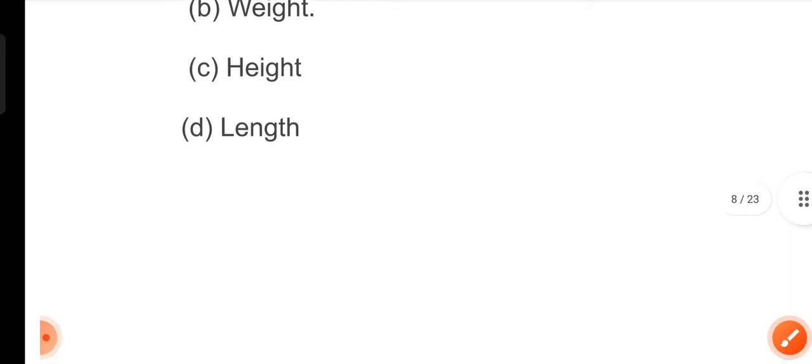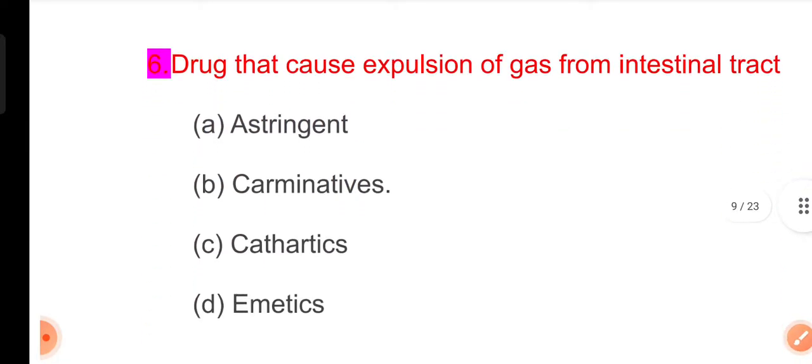The next question is, drug that causes expulsion of gas from the intestinal tract. So to expel the gas from the intestinal tract, which drugs may be used? The options are option A, astringents, option B, carminatives, option C, cathartics, option D, emetics.